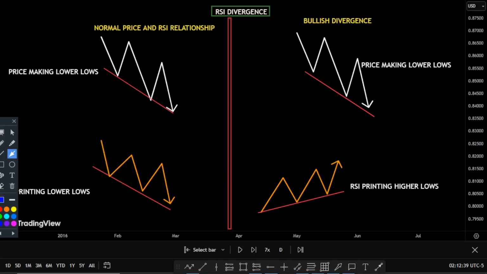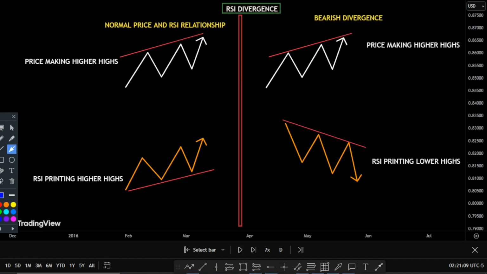You see, the RSI is designed such that it should be in sync with the price direction. When price makes lower lows in a downtrending market, the RSI should also print lower lows. When price makes lower lows and the RSI makes higher lows, this indicates a bullish divergence. It shows a disconnect between price and the RSI, pointing to trend exhaustion and possible trend reversal.